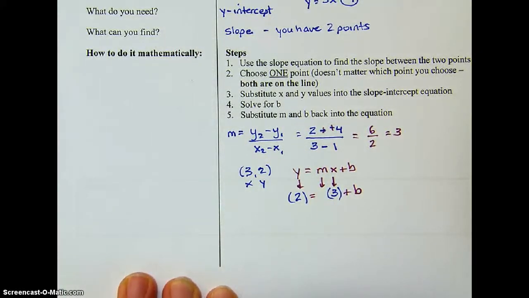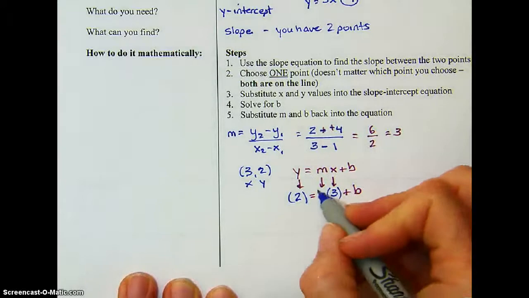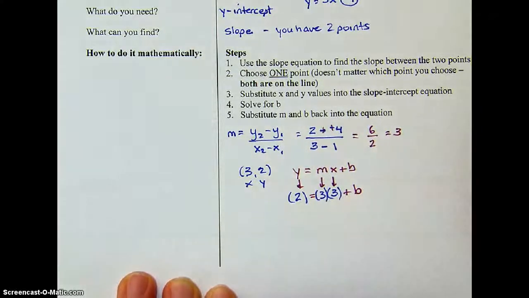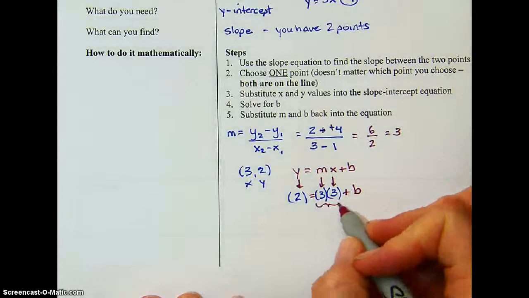So we're going to put our slope here as well, which is going to be 3. So just like yesterday, we're going to put in all the stuff that we already know to figure out what's left. And what's left is our y-intercept. All right, so we're going to solve this. So we're going to do order of operations.